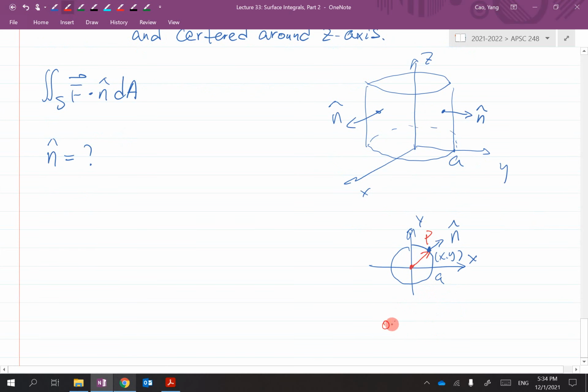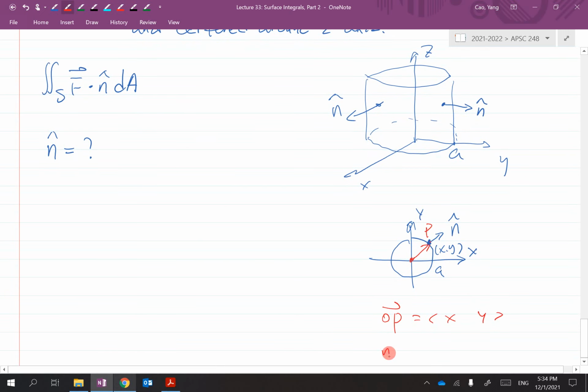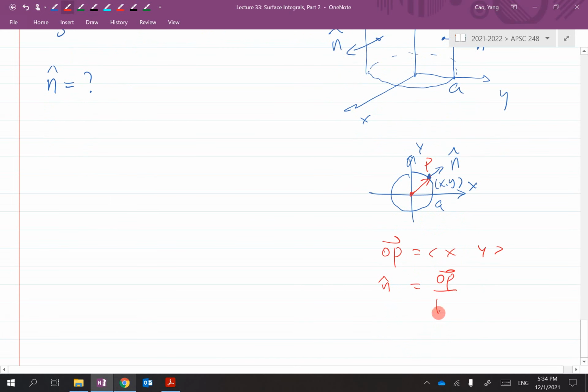And what is the OP vector? xy, right? And what is n hat? Just normalize it. So you get xy divided by its magnitude. And what's the OP's magnitude? a, exactly. So your n hat for a circle is 1 over a times xy.